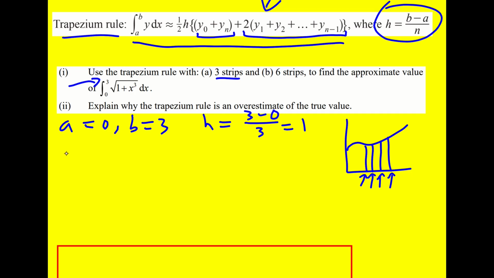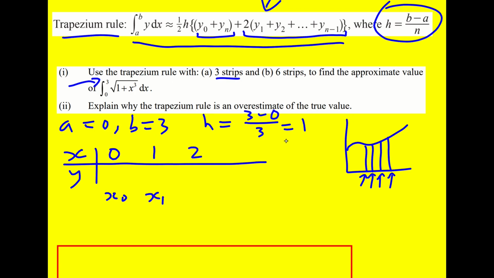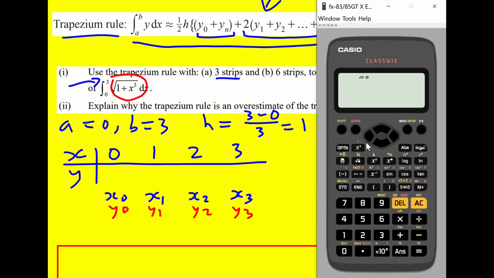All right, and then my recommendation is to draw a little table. So I've got x0, x1, because I'm just adding 1 to it, this value of h. This is how I get all my values. I just add h to it each time, x2 and x3. And then I'm going to work out y0, y1, y2, and y3 by substituting it into what we call the integrand.